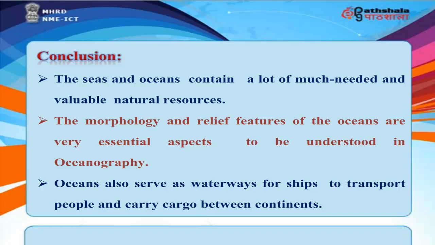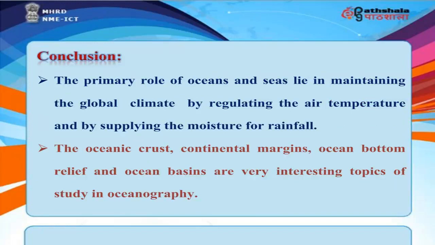Oceans also serve as waterways for ships to transport people and carry cargo between continents. The primary role of oceans and seas lies in maintaining the global climate by regulating the air temperature and by supplying the moisture for rainfall. The oceanic crust, continental margins, ocean bottom relief, and ocean basins are very interesting topics of study in oceanography.